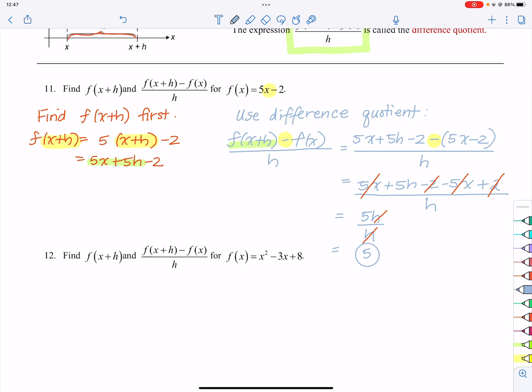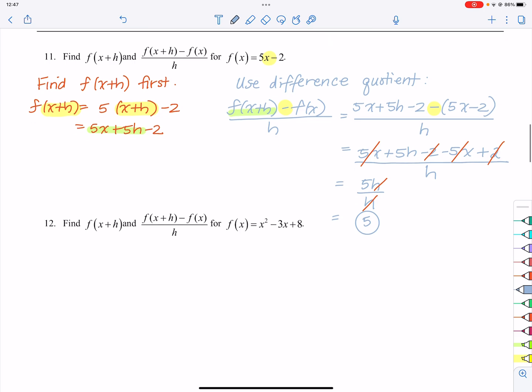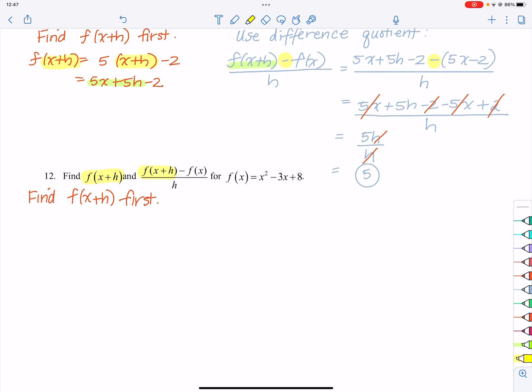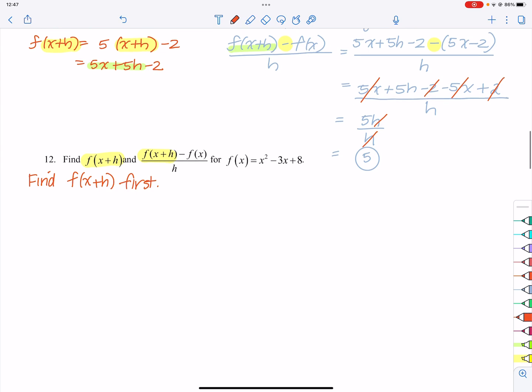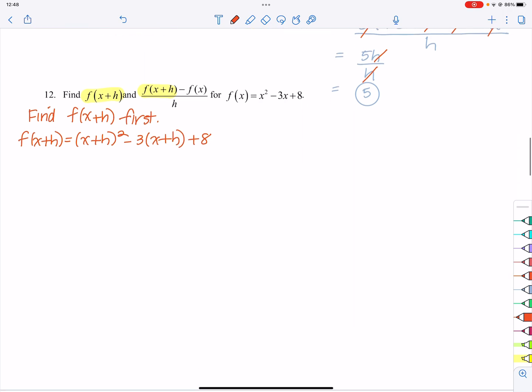Okay, let's look at number 12. Again, I always like to find f of x plus h first, and then I will plug this into the difference quotient. So f of x plus h is equal to x plus h all squared minus 3 times x plus h plus 8.